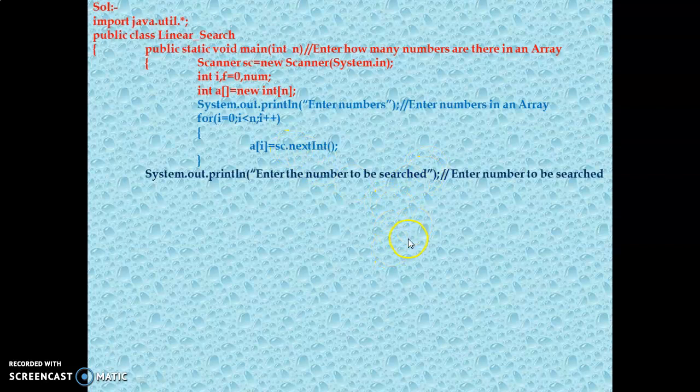Now I start another color of ink to explain how to take the number for which we are searching. Here the array is declared and initialized, so we have numbers in my array. Now which particular number you are searching for in this array, I am asking for that number from the user. System.out.println: enter the number to be searched.